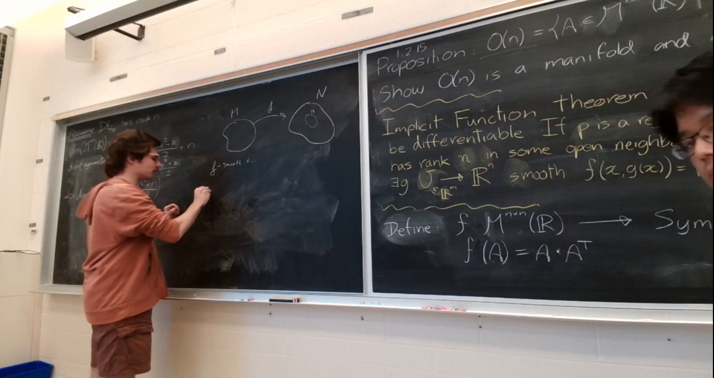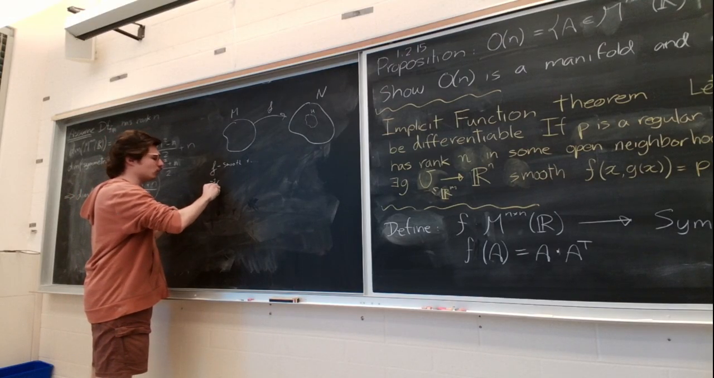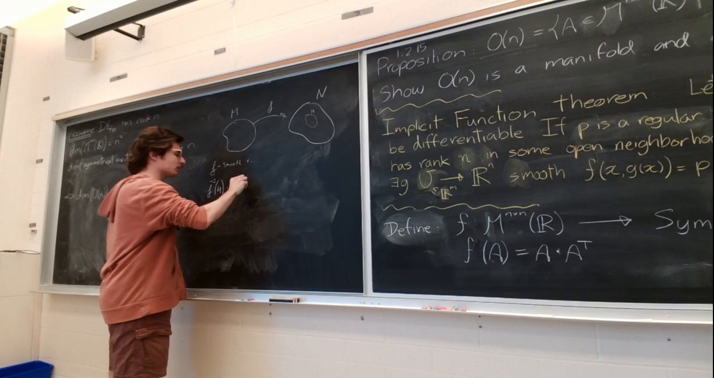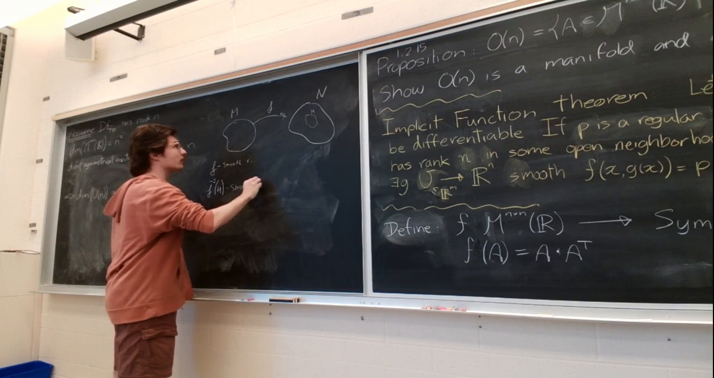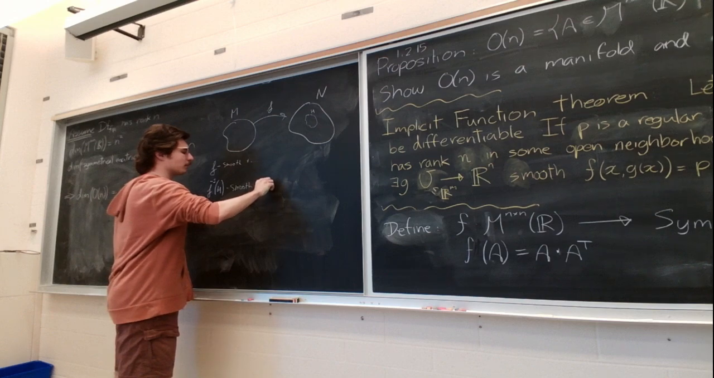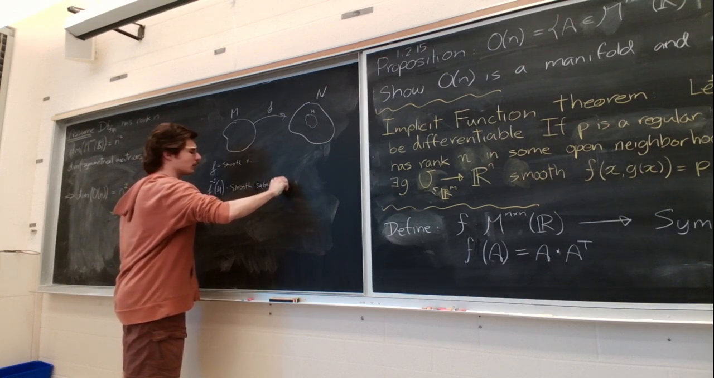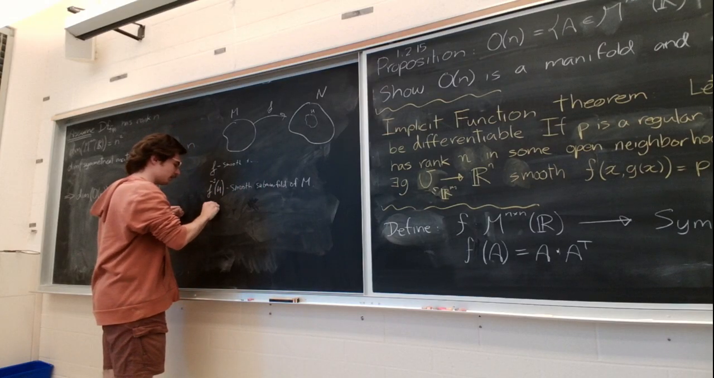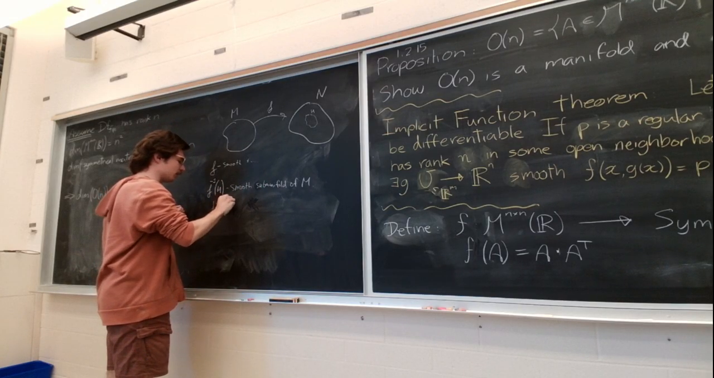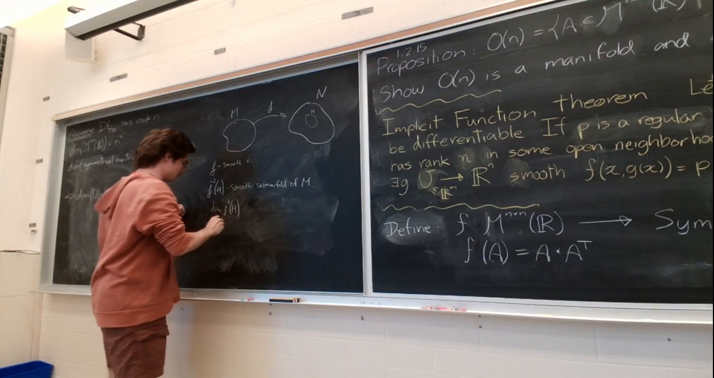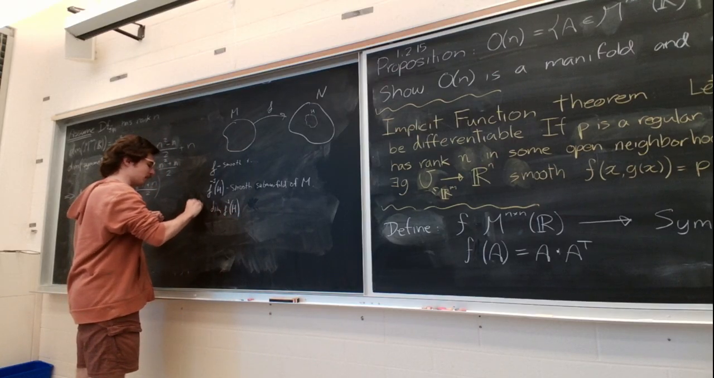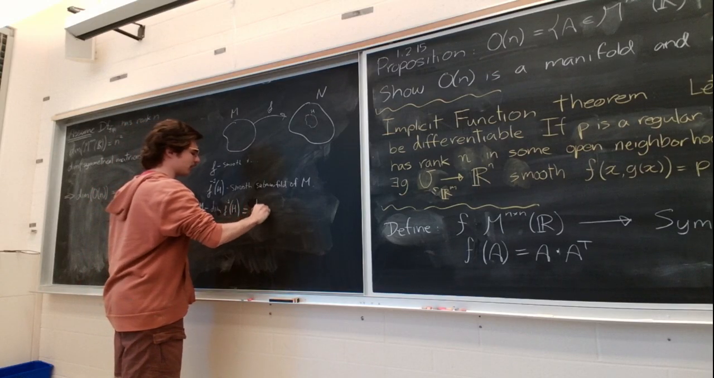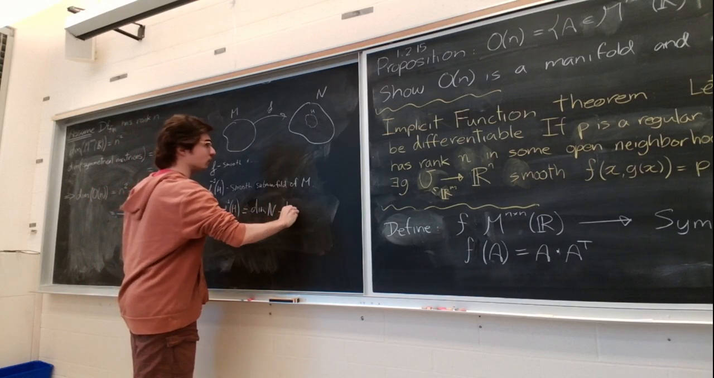Then the claim is F inverse of H is a smooth submanifold of M, with dimension of F inverse of H being the dimension of M minus the dimension of H, equal to the dimension of N minus the dimension of H.